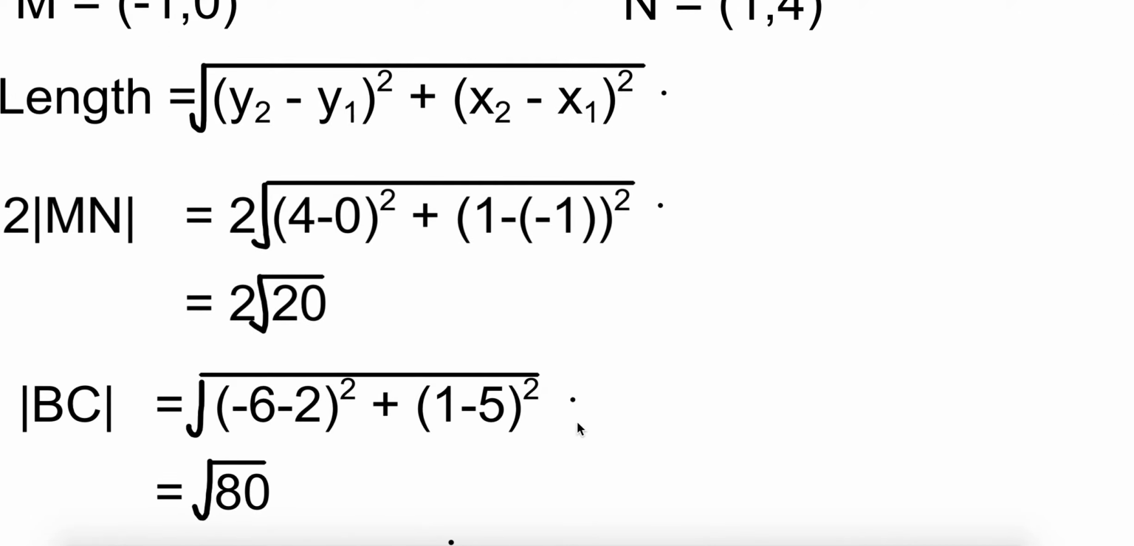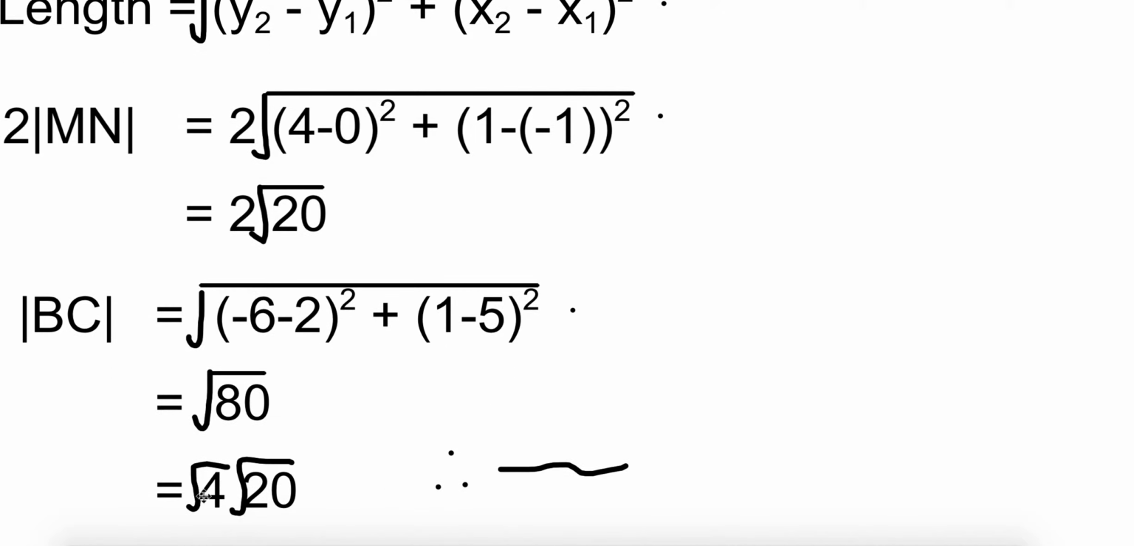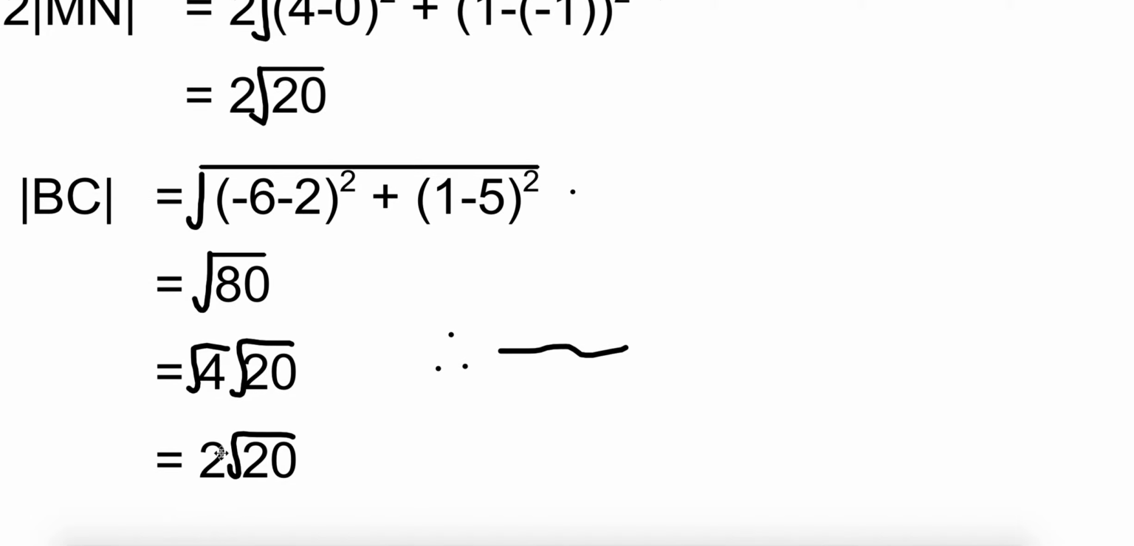Our next formula here, we've got negative 6 minus 2 squared plus 1 minus 5 squared. We get root 80. Root 80 is actually root 4 root 20, which is 2 root 20. And that's why I just left this first one, because I knew that that would happen. Therefore, they are the same.